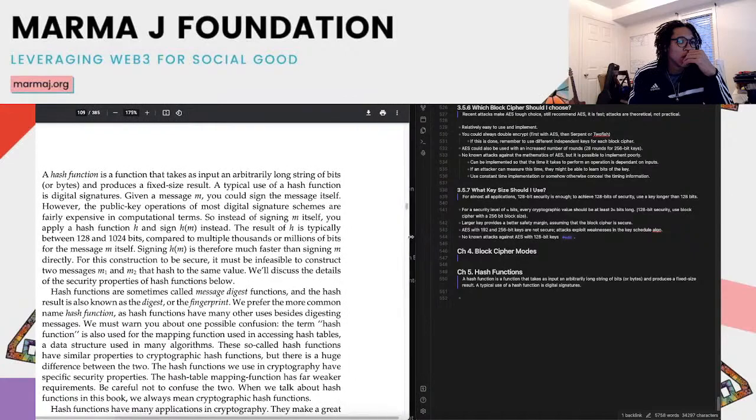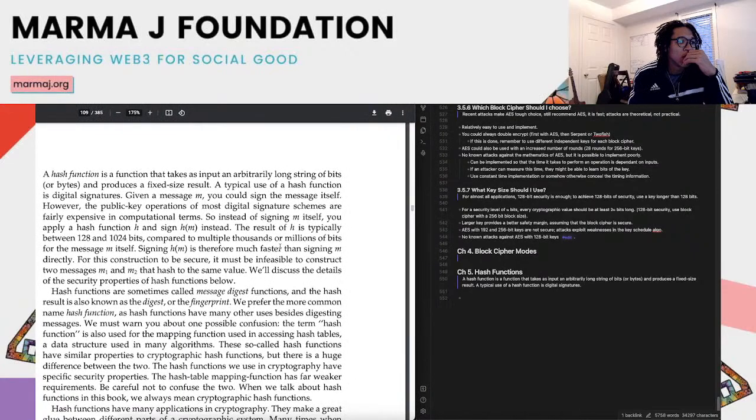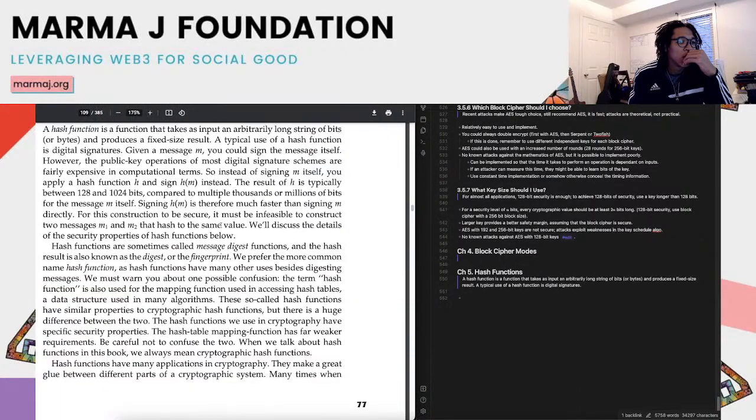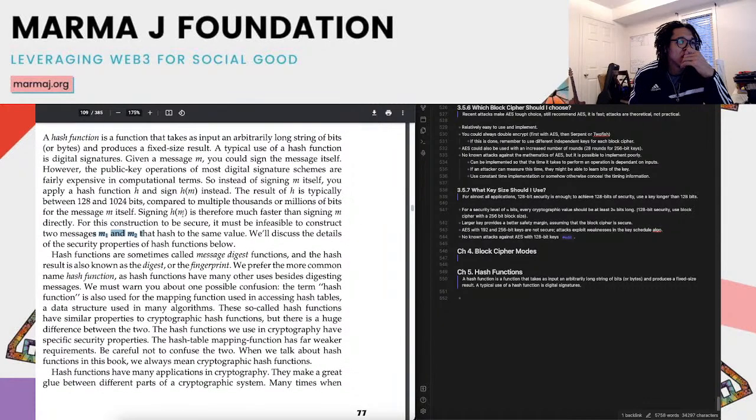The result of H is typically between 128 and 1024 bits compared to multiple thousands or millions of bits for the message M itself. Signing H(M) is therefore much faster than signing M directly. For this construction to be secure, it must be infeasible to construct two messages M1 and M2 that hash to the same value. We'll discuss the details of the security properties of hash functions below.